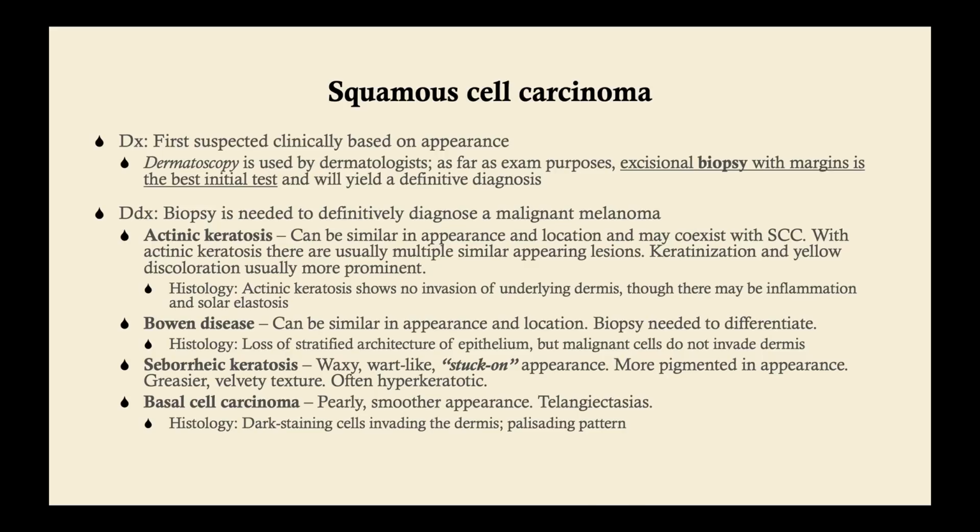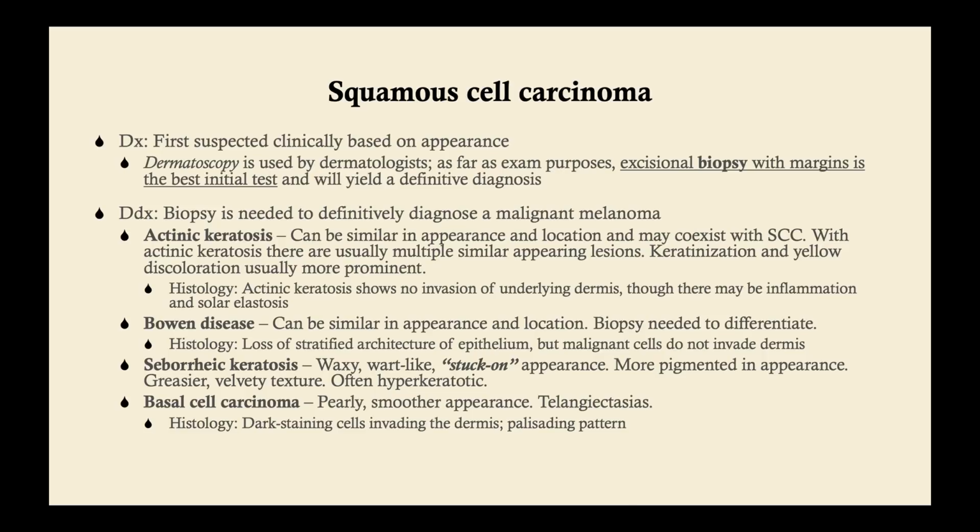seborrheic keratosis. Seborrheic keratosis tends to be more brown, pigmented in appearance. Texture-wise, it's kind of waxy. It looks wart-like, and it's got what's called a stuck-on appearance. It looks like you just took some waxy brown stuff and just stuck it on somebody's skin. Often it can be hyperkeratotic, but not necessarily.